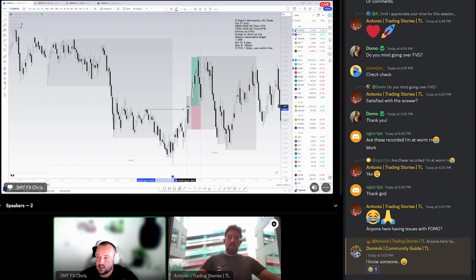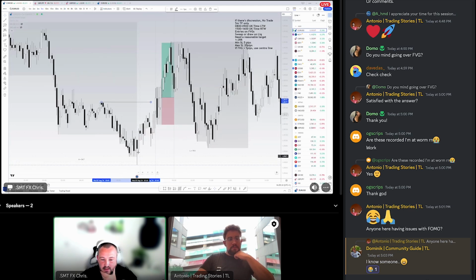I love to see a candle closure. I don't like to use wicks because for me, that doesn't show that there's commitment that price wants to stay above that high or below that low. So the order flow so far from this low is quite efficient.